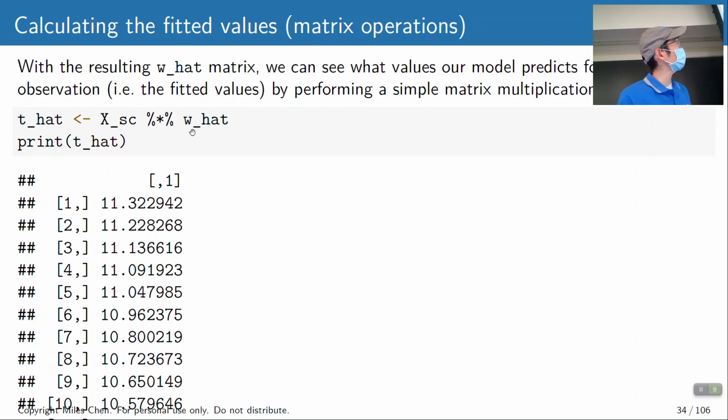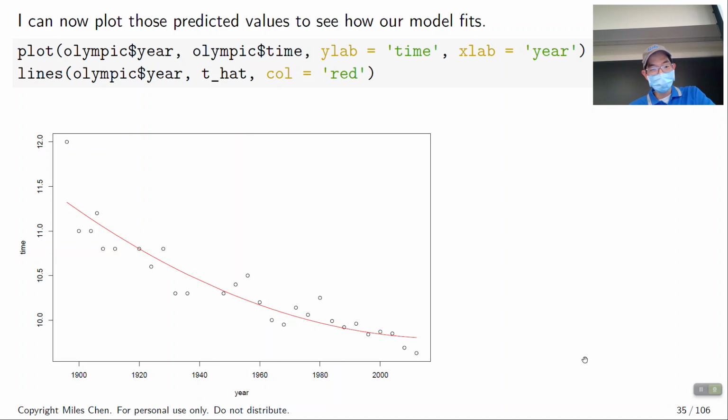So again, here we can do the fitted values by just taking x multiplied by w hat, right? Because that's how we're predicting our t hat values. And when we plot that, this is what we get. And so we can see, oh yeah, there is some curvature to our fit now. Okay. So now this represents our quadratic fit.